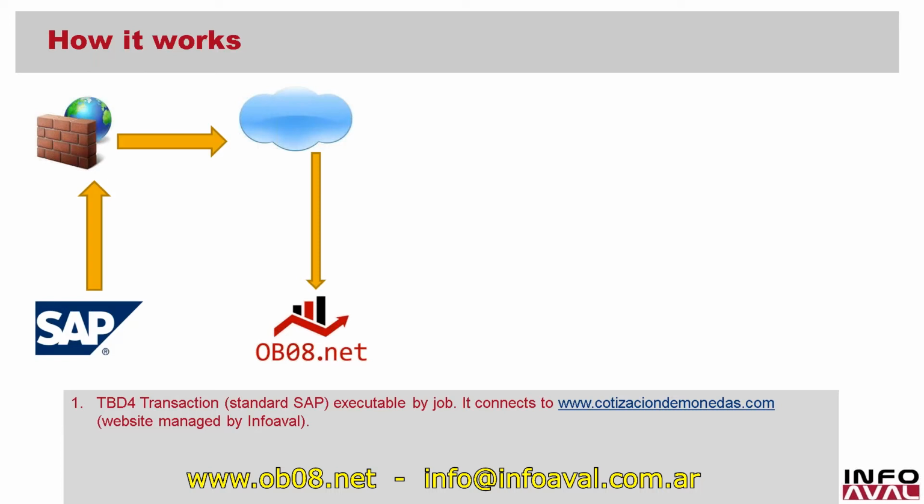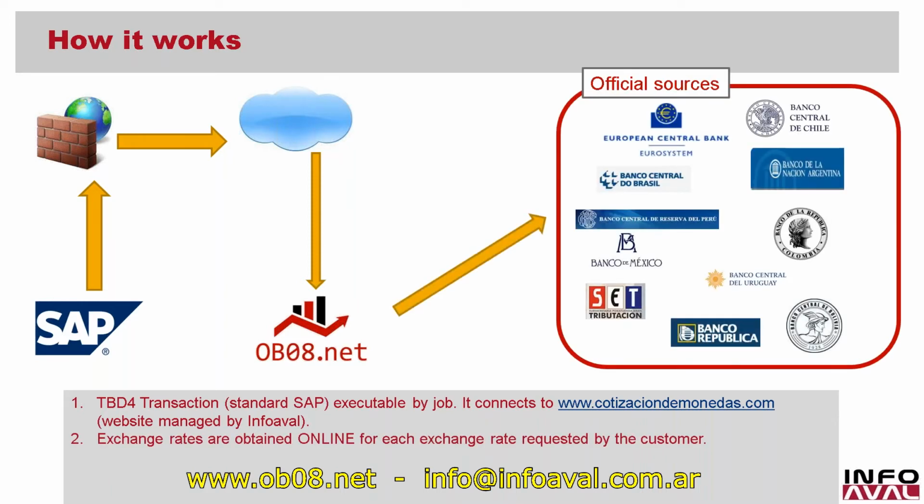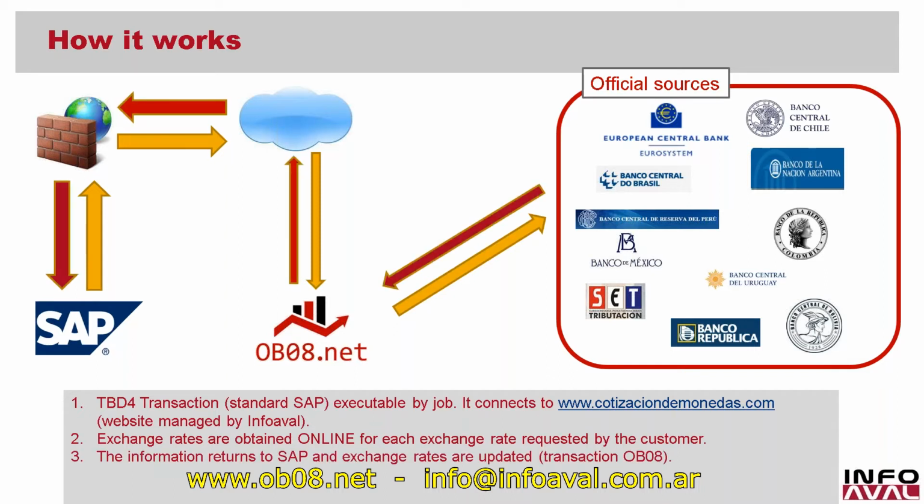We will see later how to perform it. And once the customizing is done, we schedule a job that connects once a day against our website. Once you connect to the website, we look at the different exchange rates that we already obtained from the different central banks worldwide. We return this information to SAP with the standard transaction TBD4, and this transaction populates the table TCURR.